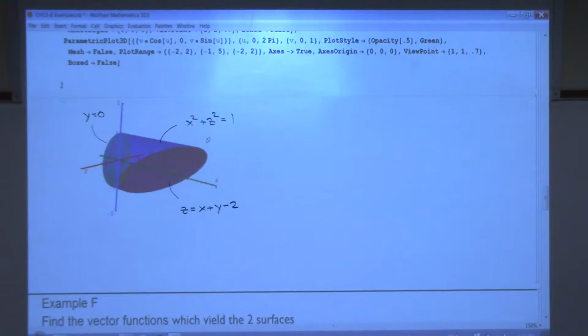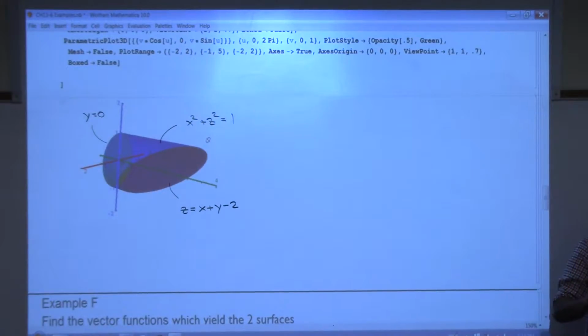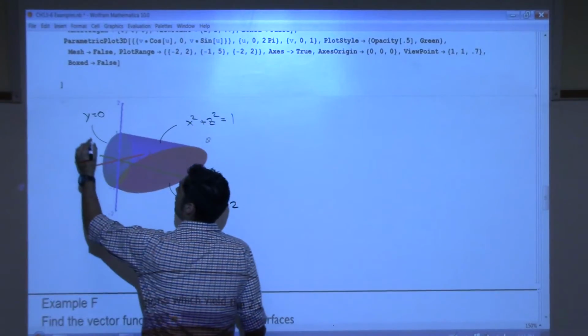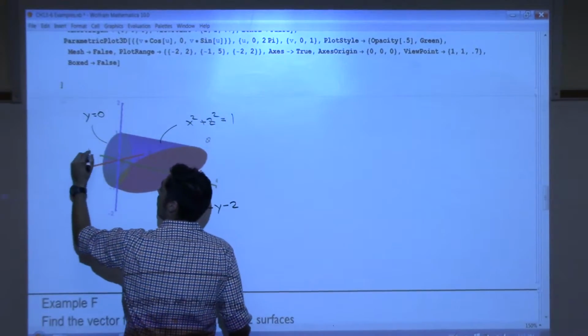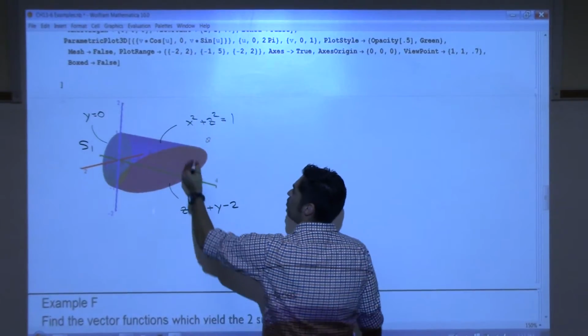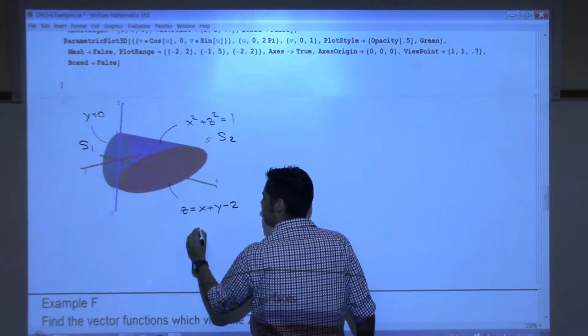Understand? So what we want in this problem is to find the vector function which yields the three surfaces shown. That means we're going to have to come up with three different vector functions. We can't draw them all at the same time. We have to just do one at a time. All right? So let's label these. Why don't we call that backside S1? Why don't we call this one over here S2? And the one that comes from here S3.